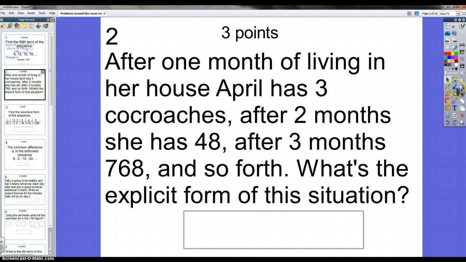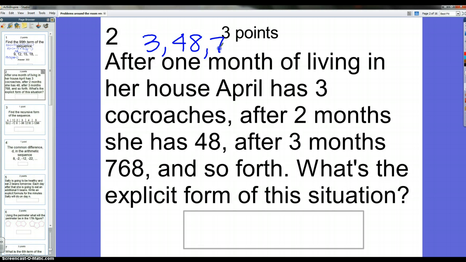The next one we have, after 1 month of living in her house, April has 3 cockroaches. After 2 months, she has 48. 3 months, 768, and so forth. What's the explicit form? So if we're going from 3 to 48 to 768, well, if it were adding, it would be adding 45, but 48 plus 45 doesn't give you the next number. So it has to multiply. And if you try some different numbers, it ends up multiplying by 16 on both of those. And that actually is what cockroaches multiply by.